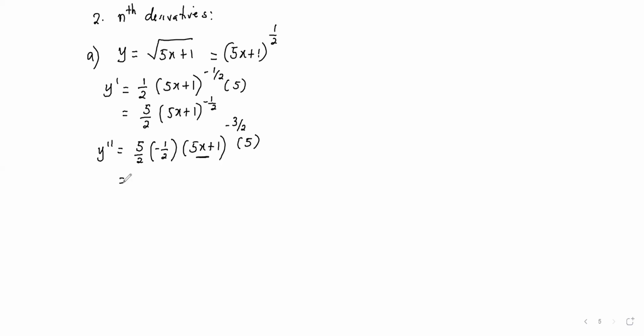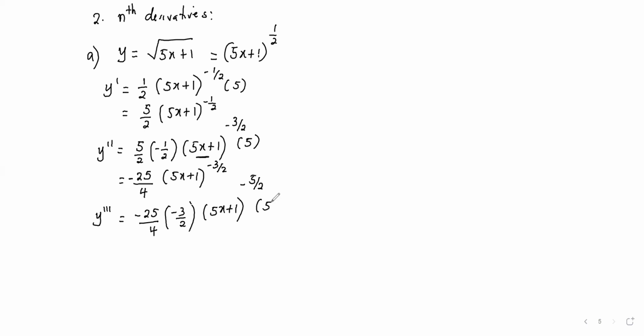We can write this as negative 25 over 4, and then (5x plus 1) to the power minus 3 over 2. The third derivative, minus 25 over 4 multiplied by minus 3 over 2, and then (5x plus 1). We subtract a 1, it will be minus 5 over 2, and then multiply by 5, the derivative of this. So it's going to be positive 125 over 8 multiplied by 3, and then (5x plus 1) to the power minus 5 over 2.